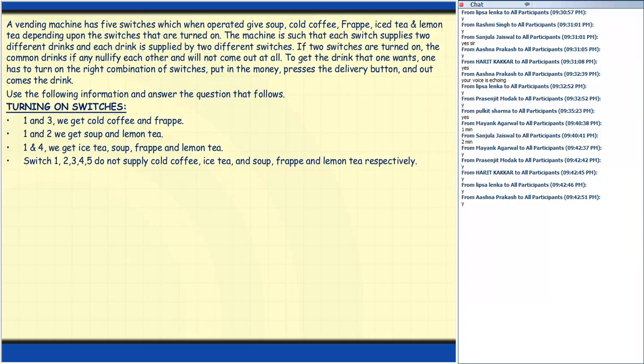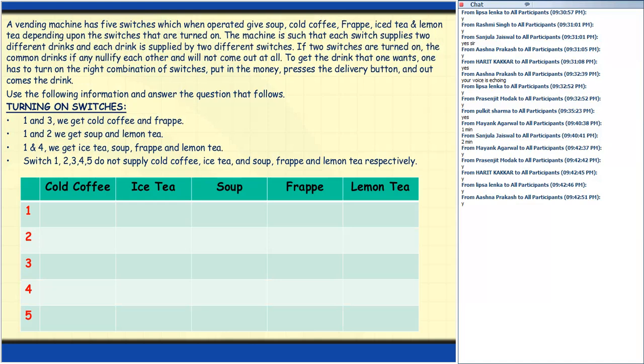Now here, if you observe, there are exactly two parameters, that is switches and the drinks. Like I said in the last session, whenever there are two parameters, it's better to follow the method of cross and tick. Whenever there are more than two parameters, it's better to draw a table. So the two parameters are the drinks and the switches: cold coffee, iced tea, soup, frappe, and lemon tea, and the switches are 1, 2, 3, 4, and 5.